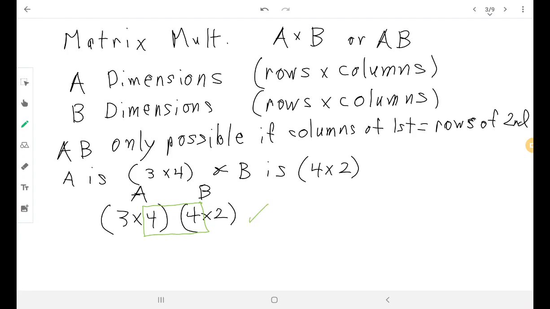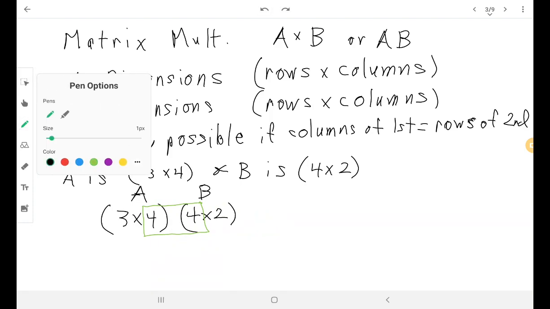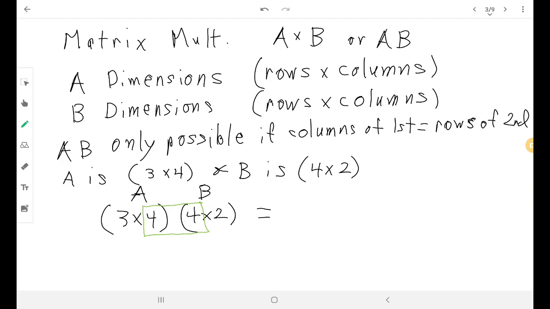then you are good to do the multiplication, and not only are you good to do the multiplication, but the resulting matrix, let's call it A times B, will have dimensions of the outer parts. Okay? So the inners have to match, and your resulting matrix will have the dimensions of the outer parts. Okay? So that's the basics of what the dimensions will be.